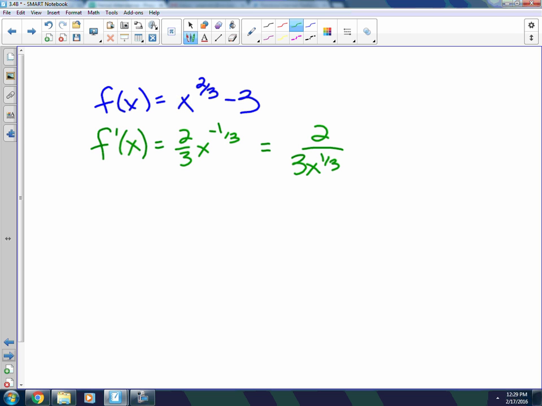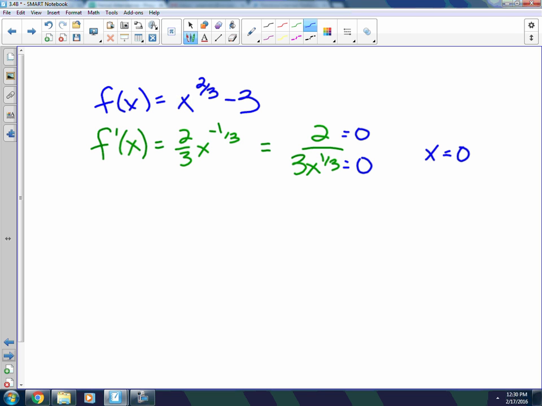I want to know where this equals 0 and does not exist. So I'm going to set the top and the bottom equal to 0. When does 2 equal 0? Never, so that's not a critical point. Then to solve this, divide by 3, cube root, x equals 0. So we only have one critical number. It's x equals 0.